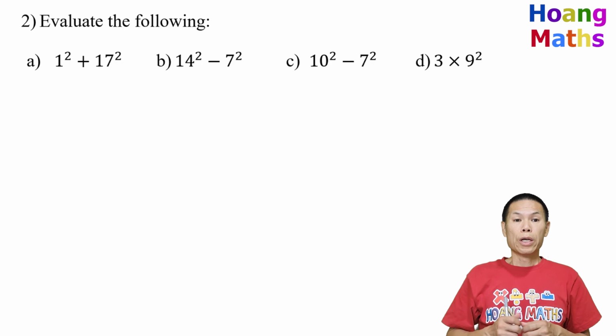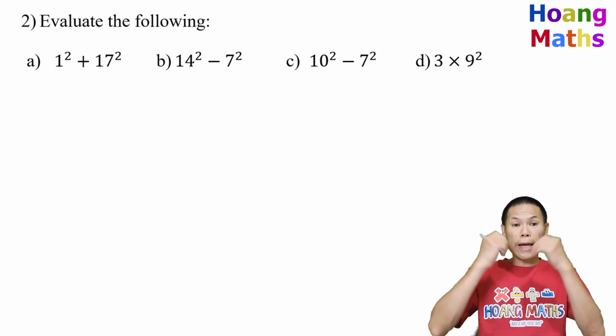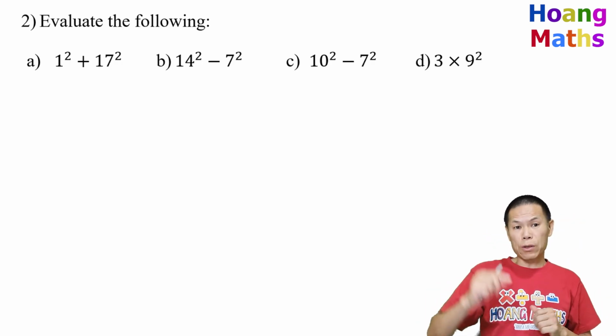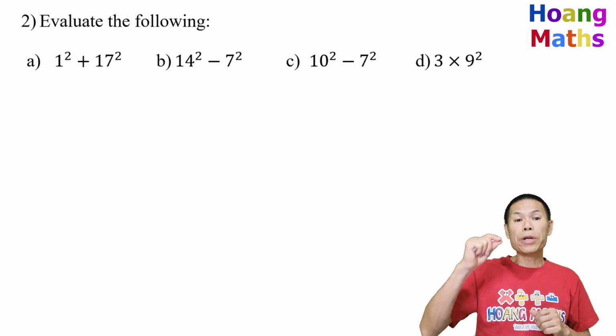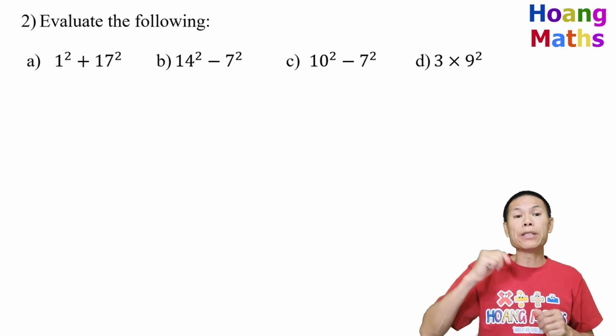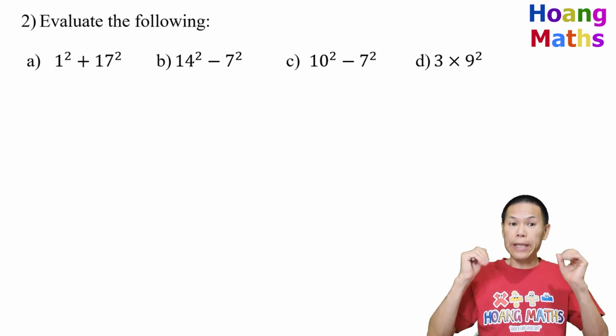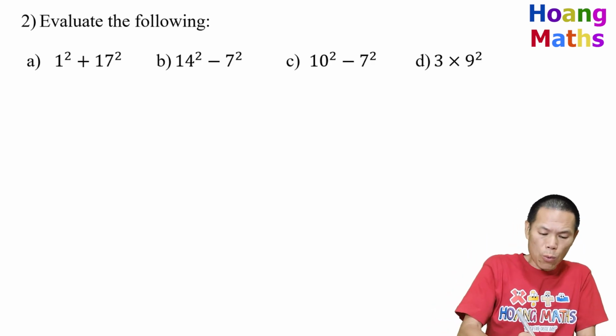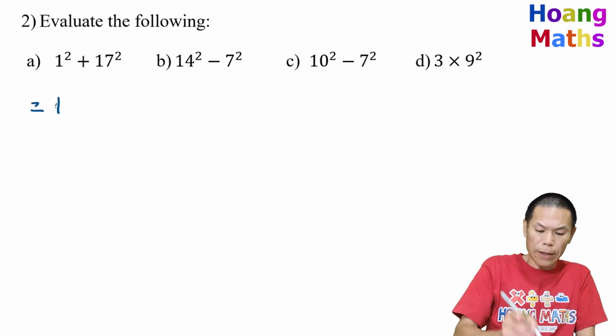Question number 2. So we just need to work out one step at a time. First of all, for part A, we need to work out 1 squared first, and then we need to work out 17 squared, and then we add them up. Okay, so we know that 1 squared will give me 1.